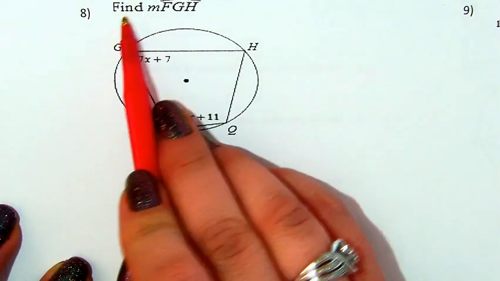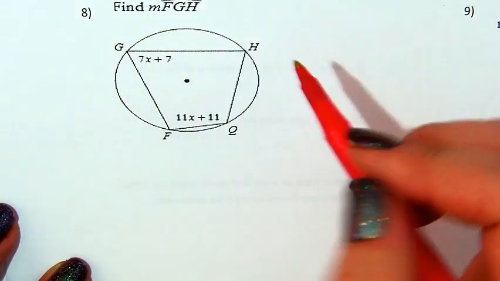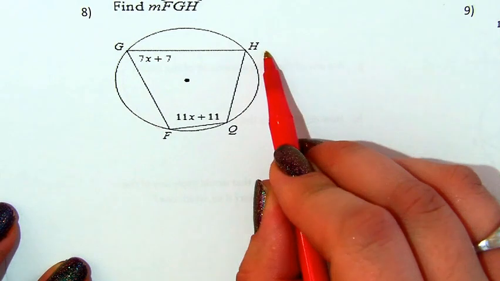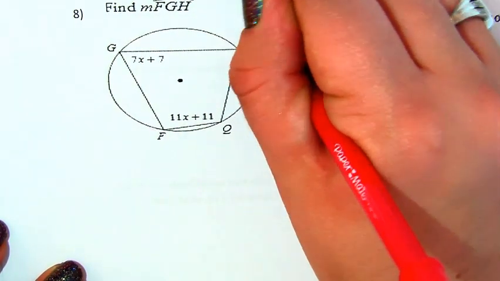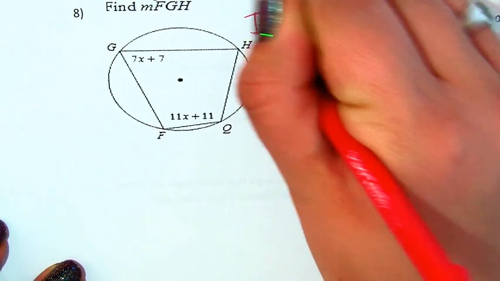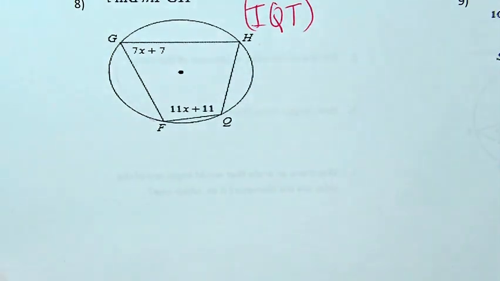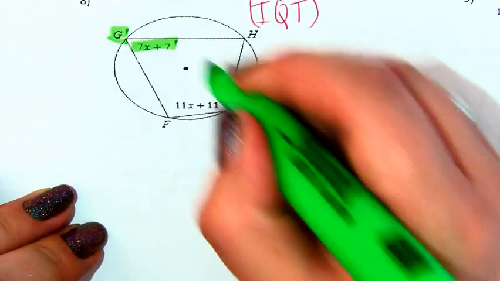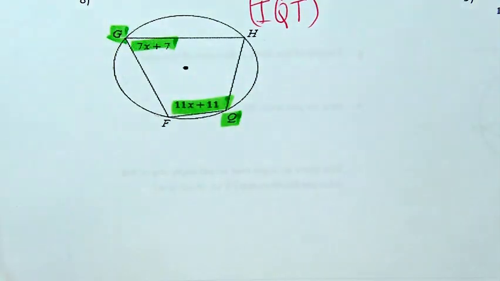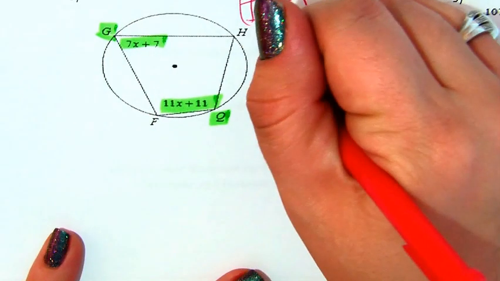Number 8 asks us to find the measure of FGH, this arc FGH. And from the picture, I can see that I have an inscribed quadrilateral. So I want to use the inscribed quadrilateral theorem. This theorem says that the opposite angles, so I'm going to pick out the angles that I have information for, these opposite angles are supplementary.